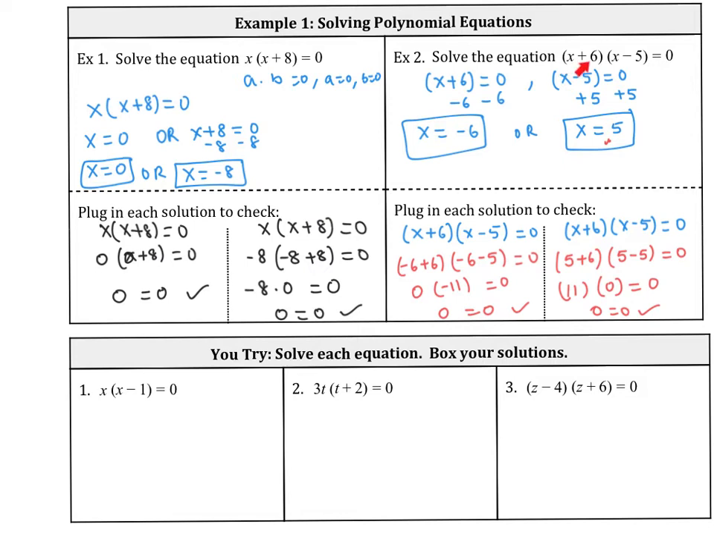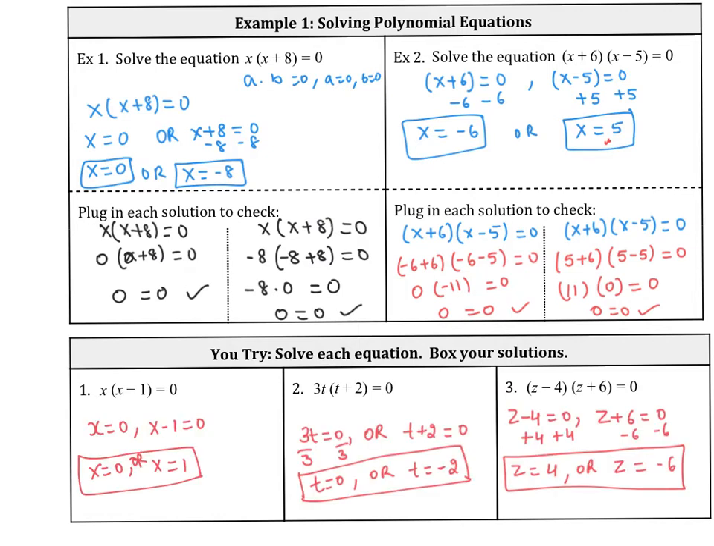Which means that these values of x are the correct values of x. So in order to make the multiplication of these two factors equal 0, either x should be -6 or x should be 5. Now you're going to try problems number 1, 2, and 3 and pause the video. And then we're going to go over them together.